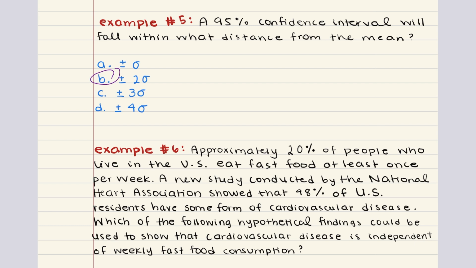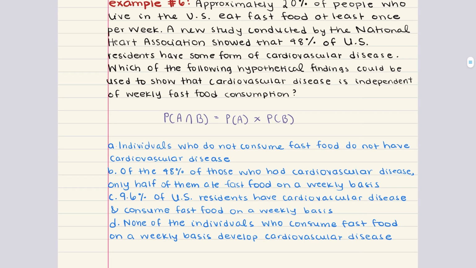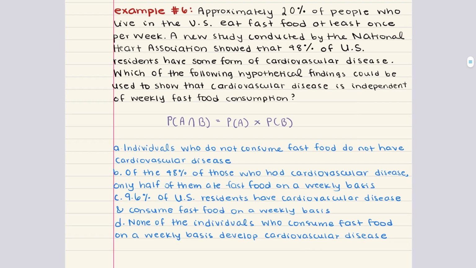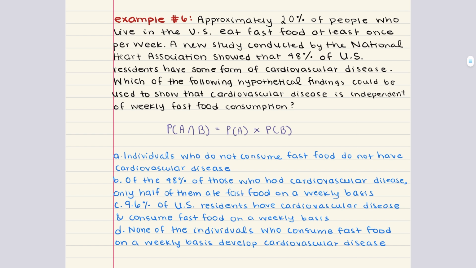Just as a reminder, approximately 68% of the values are within 1 standard deviation, and 99.7% are within 3 standard deviations. Now let's move on to problem 6. Problem 6 says approximately 20% of people who live in the US eat fast food at least once per week.